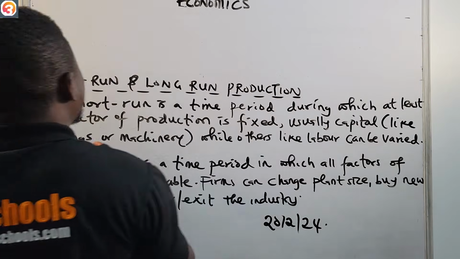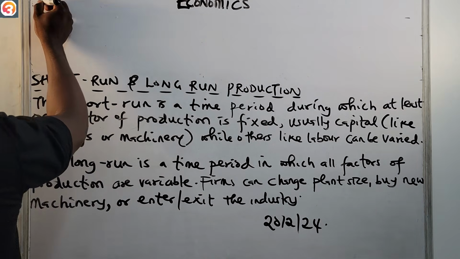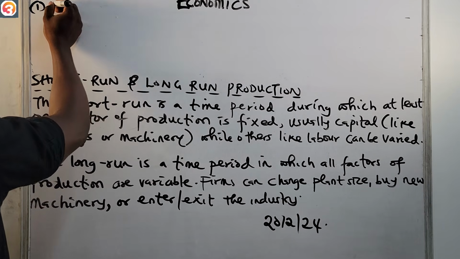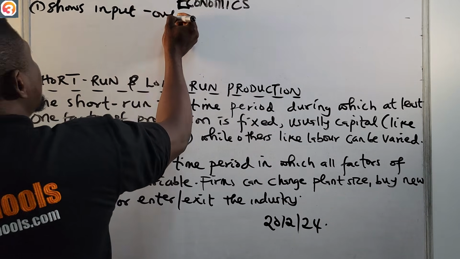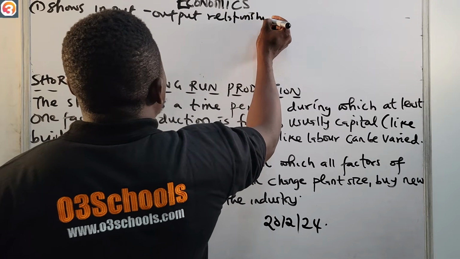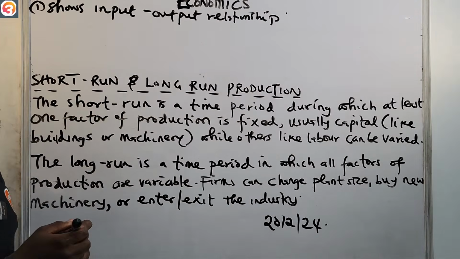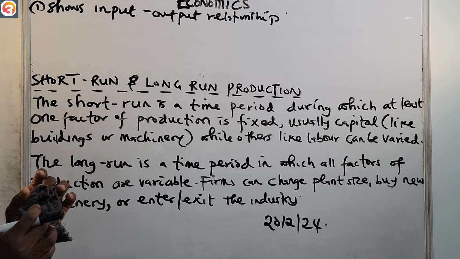All right, so number one, the first characteristic: it shows what? Input, output relationship. Okay, please take note of that. All right, so this is one of the key characteristics of the production function.